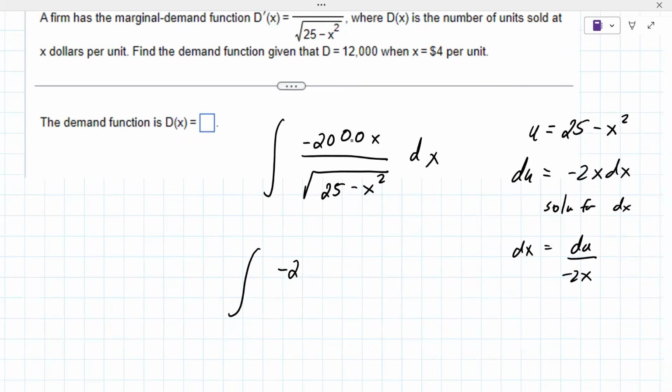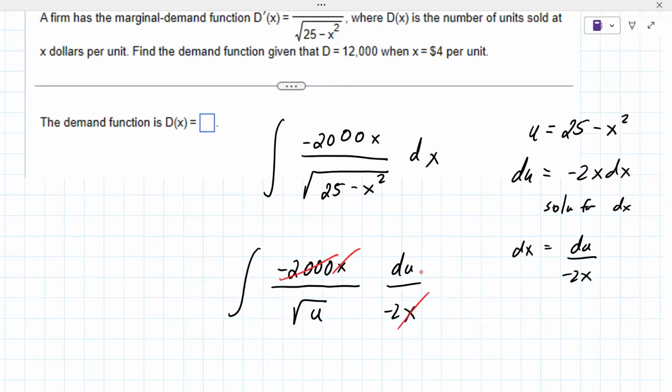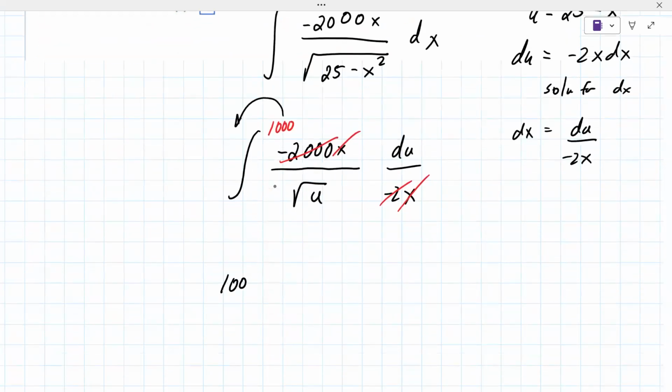And what you're hoping for is a cancellation. You're saying, I hope some things cancel. And look at that, the x's do cancel. Minus 2000 over minus 2 is 1000. Often it's good to bring the constants out. So this thing that looked really complicated becomes 1000 integral 1 over square root of u du. And this is much more manageable.